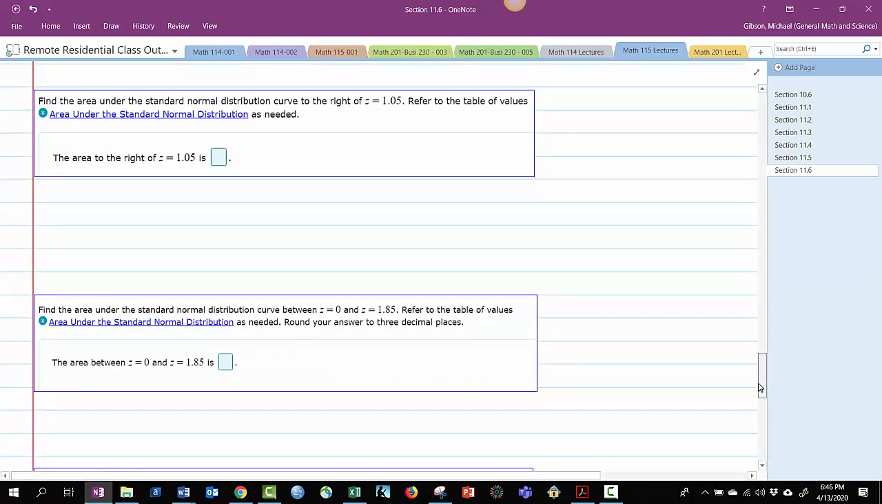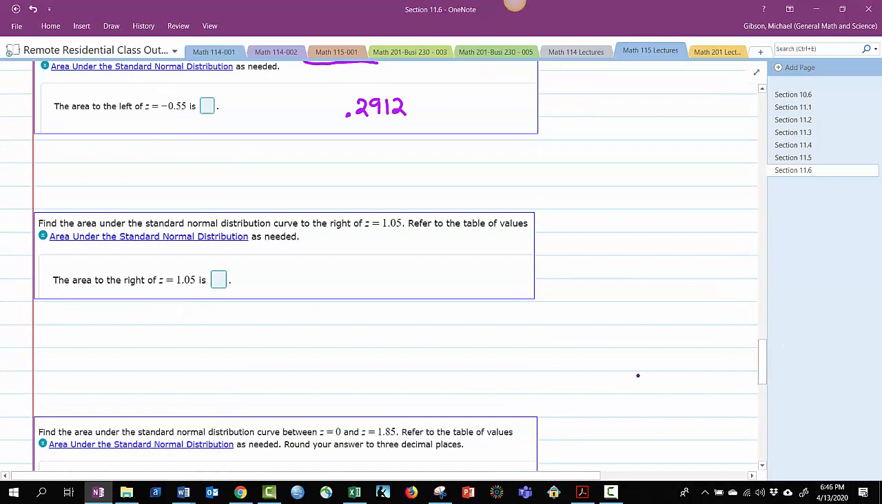Okay. Find the area under the standard normal curve to the right of 1.05, right? To the right of z equals 1.05. So this is the probability you randomly pick a value whose z-score is bigger than 1.05, right? In other words, it's more than 1.05 standard deviations above the mean. Just like this one, to the left of that would be more than 0.55 standard deviations below, right? The negative means below. So above, so we're going to have to find the complement here.